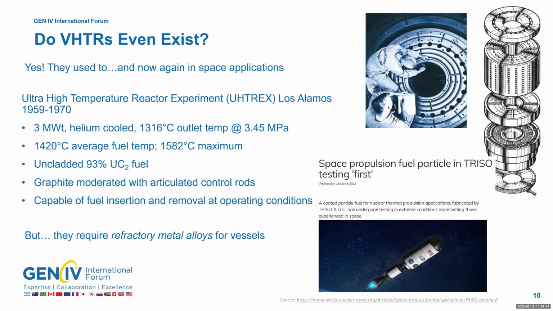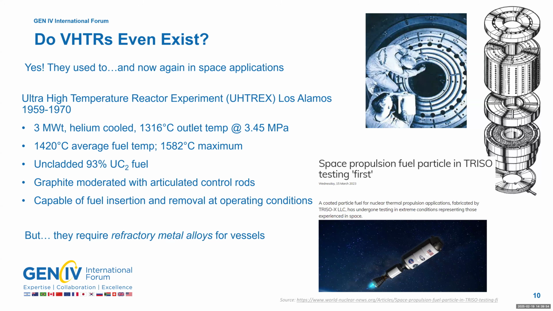So in terms of VHTRs, people say, well, we don't have reactors currently being designed that run that high, above 1,000 or so. Well, we used to. Here's an example of the Utrecht experiment in the late 50s, 60s at Los Alamos. It was a small test reactor, helium cooled with graphite moderation, and it had a very high outlet temperature of 1,316 Celsius, high fuel temperatures, as you can see here on the slide. So it was successfully operated for about 11 years.